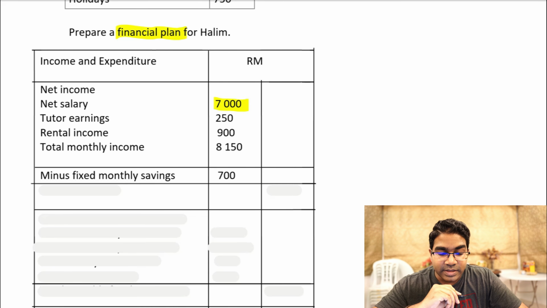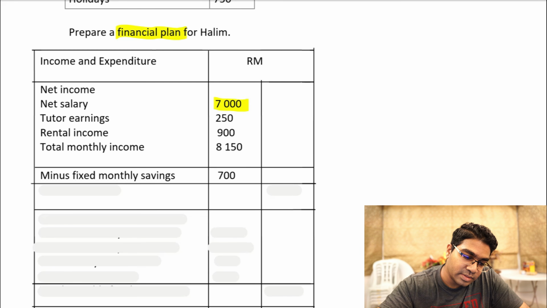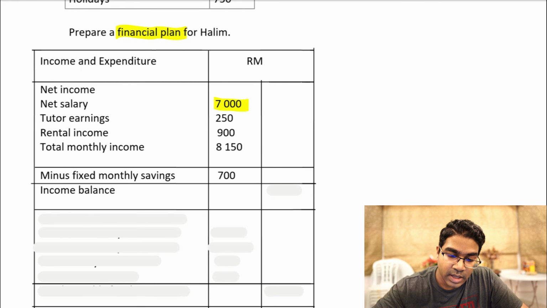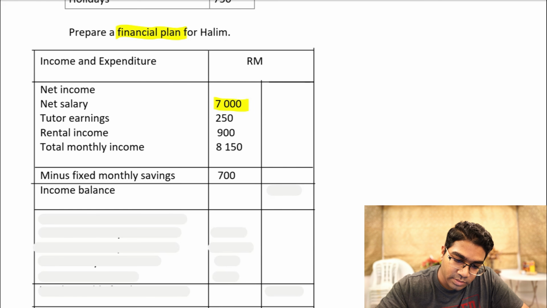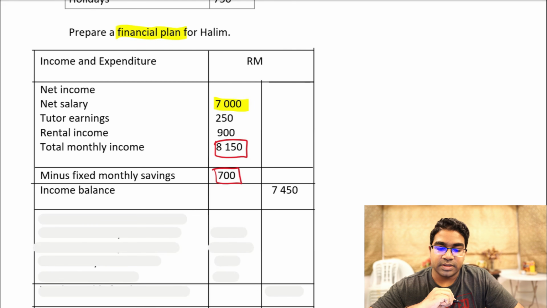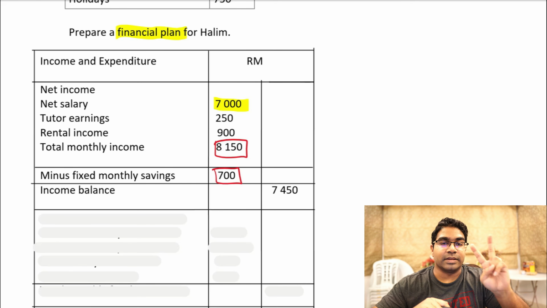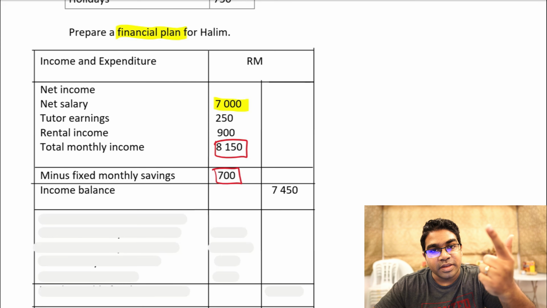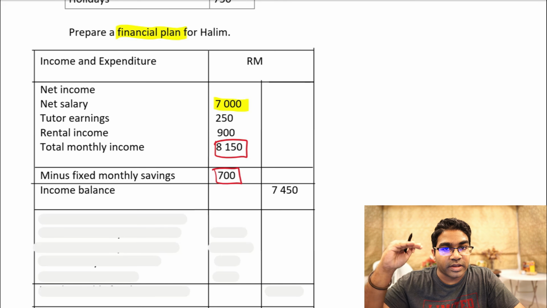And after the savings, then we have the income balance. How much is left from the income? Which is 8,150, this value, minus 700. This is the balance that's left to spend for the expenses. So this is the second part. So we've done net income, we've done the monthly fixed saving. Now we have the balance for expenses.